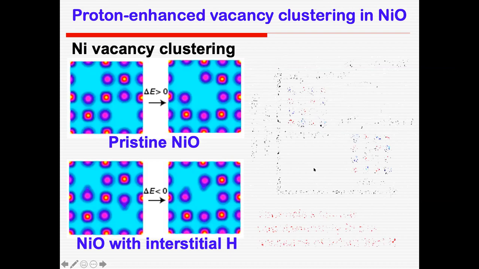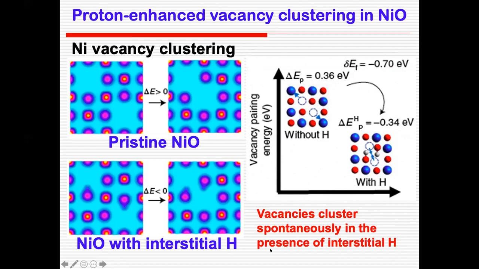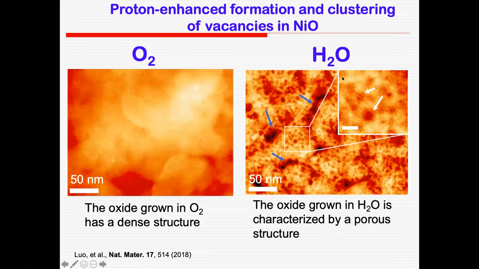And this is how vacancy clustering becomes more spontaneous. Basically, vacancy clustering becomes more favorable with the presence of interstitial hydrogen, okay? And this tells us why the oxide formed in H2O atmosphere is more defective, with a more porous structure. Here's a TEM image, we can find there's a lot of voids. In this case, for oxide formed in O2 atmosphere, the oxide has a more dense structure without many defects. So we have more vacancies, more defects, which means the diffusion can be faster, because diffusion happens through defects, vacancies.